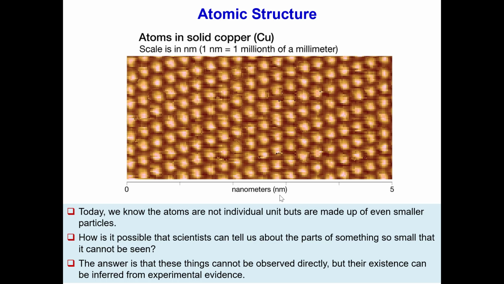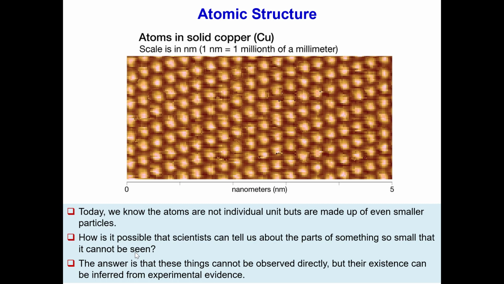It's really a small length. Here we have 1 nanometer, and we have about 5 atoms in 1 nanometer. Today we are able to see the atoms. Again, this is a real picture of the copper atoms.